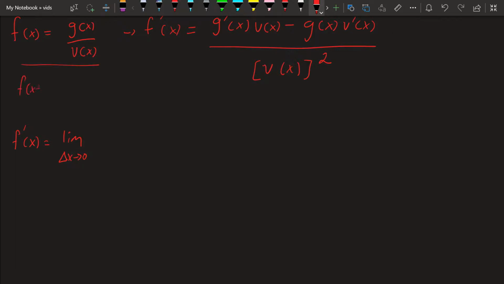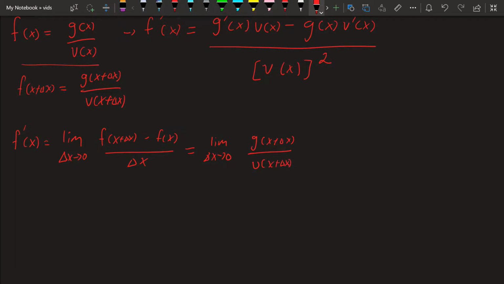So what's f of x plus h, or f of x plus delta x? Well, it's equal to g of x plus delta x over v of x plus delta x, right? So I'm just going to substitute. So we know this is just f of x plus delta x minus f of x all over delta x, right? We're going to get the limit as delta x goes to 0 of g of x plus delta x over v of x plus delta x minus g of x over v of x, all over delta x, right? We just substituted f of x and f of x plus delta x.